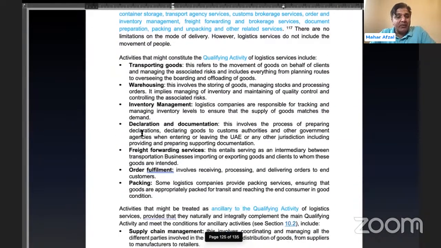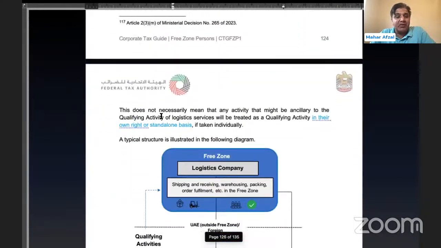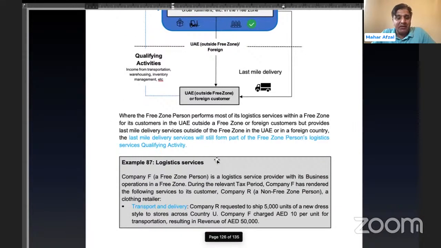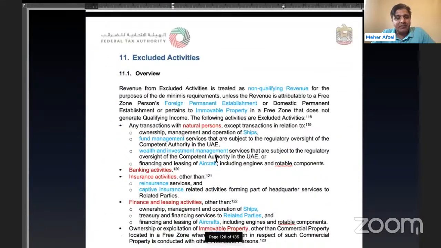These are qualifying activities. You can go through this. These are ancillary activities. You can go through this. They have given the example of last mile delivery. Last mile delivery, if provided by an individual separate party which is not providing the logistic services, will be subject to tax. But if this last mile delivery is provided by the same company which is providing logistic services, then it will be part of the qualifying activity they have mentioned here. You can go through this.